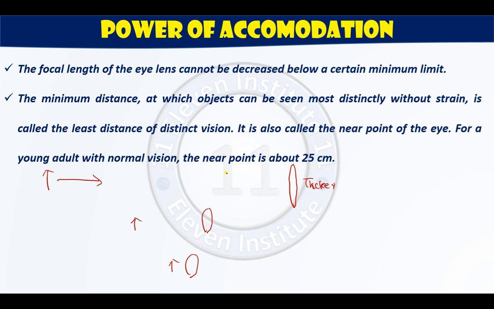Right? If you bring this object near and near, this lens will become thicker. But up to a certain limit, suppose this is the limit, then what will be the distance between them? 25 centimeters. Beyond this, if you move the object yet near, the lens now will not become thick. That limit is 25 centimeters, and this 25 centimeters is known as near point. It is also known as least distance of distinct vision. I hope this is clear to you.